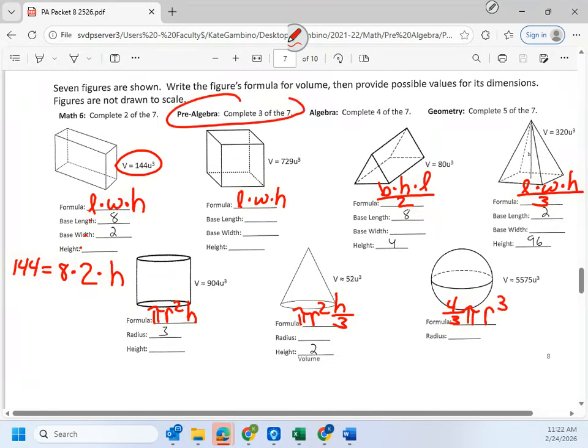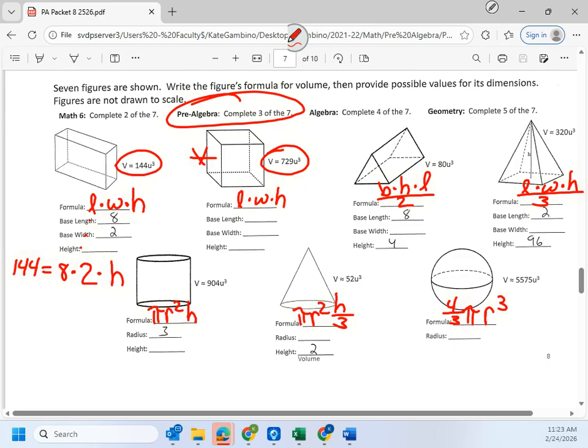Now, for pre-algebra, you need to pick 3 of these shapes. You do not have to do every single one. Pick 3. For this one, there's an easy one that's given to us because we've seen that cube volume of 729 before. If you solve the page before, it's going to help you know what those side lengths are. That's an easy one. Highly recommend you throw that one in. Do you have to just do 3, or could you challenge yourself and do more? You can challenge yourself and do more.